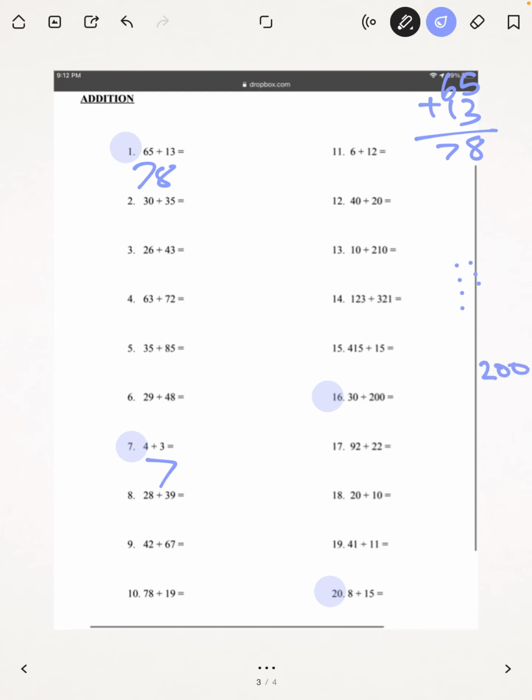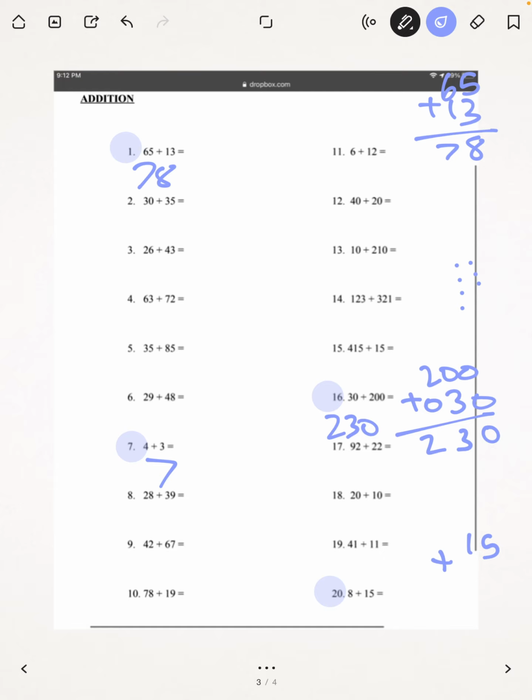200 plus 30. 0 plus 0 is always going to be 0. 3 plus 0 also means 3. 3 plus nothing equals 3. Basically, means 0 over here. 2 plus 0 equals 2. So this one would be 230.